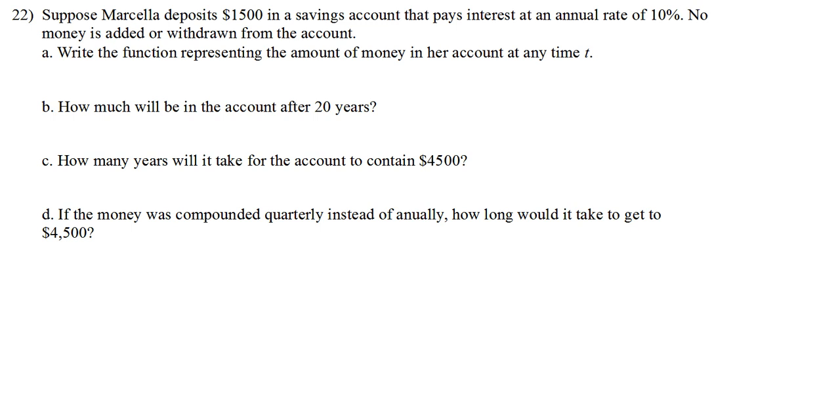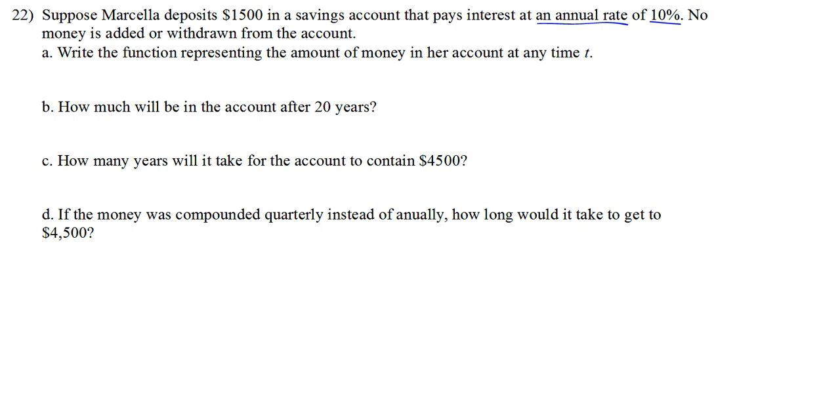Number 22, we got this Marcella character who is depositing $1,500 into a savings account, interest at an annual rate of 10%. No money is added or withdrawn from the account. That just means that whatever she started with, that's the number that's being compounded, and we aren't just throwing another 200 in every single year or something. That would change our equation.